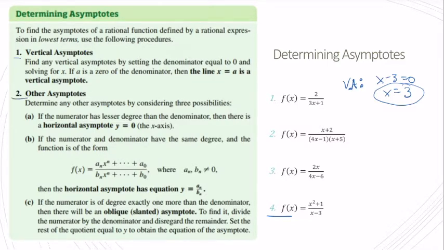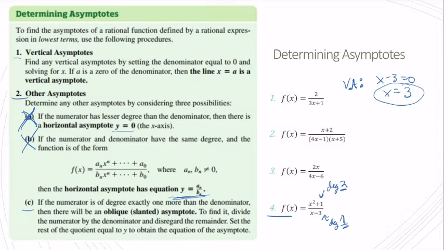I then need to find my other possible asymptotes. And it really depends on the degree of our numerator and the degree of our denominator. So let's go ahead and label those. My numerator is degree 2. My denominator is degree 1. Okay, for A, if the numerator has lesser degree than the denominator, then there's a horizontal asymptote at y equals 0. Well, my numerator has greater degree than my denominator, so I don't meet the criteria for A. Let's go to B. If my numerator and denominator have the same degree, I have a horizontal asymptote of this form. Well, my numerator and denominator are not of the same degree, so I don't meet the criteria for B.